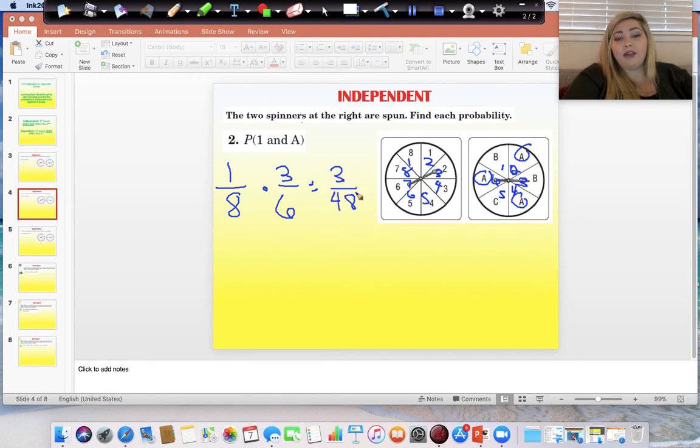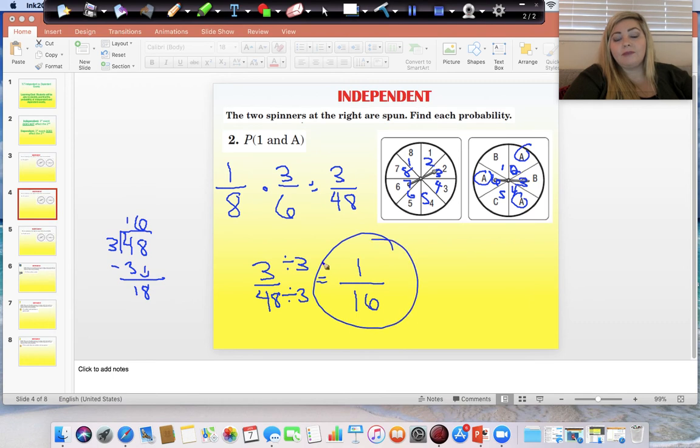And 48 and 3 can be reduced because both of them are divisible by 3. So you would divide 48 and 3 by 3. 3 divided by 3 is 1. And 48 divided by 3, you can do on your calculator off to the side. So 3 goes into 48 16 times. So 1 out of 16 is the chance of you landing on a 1 and an A when you spin both of these spinners.